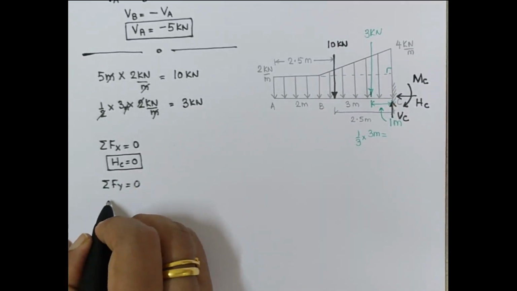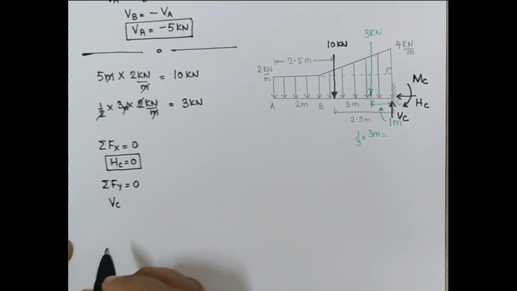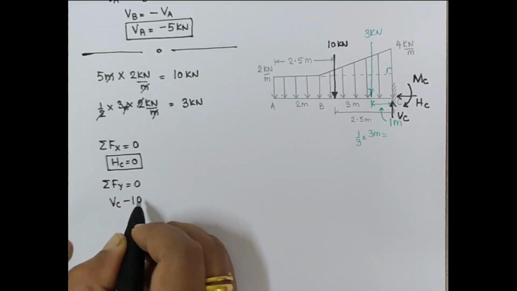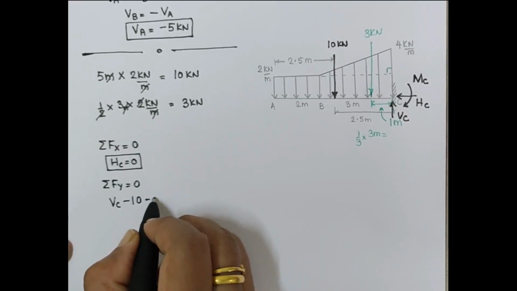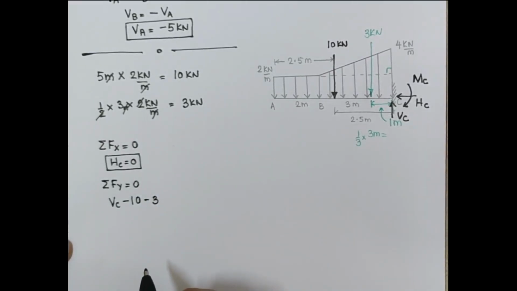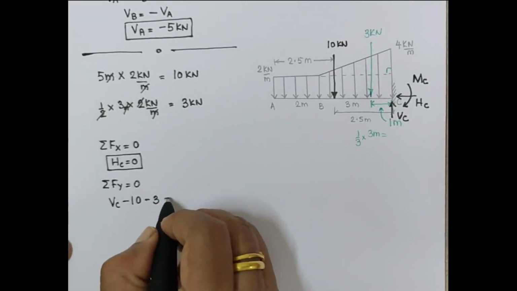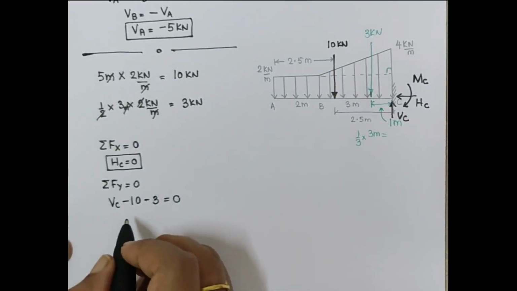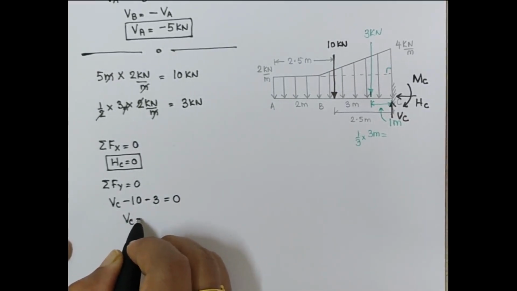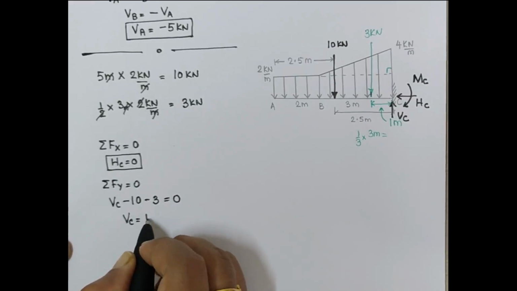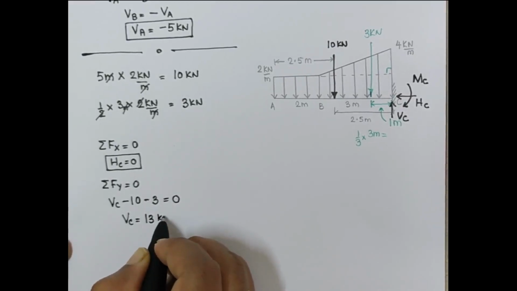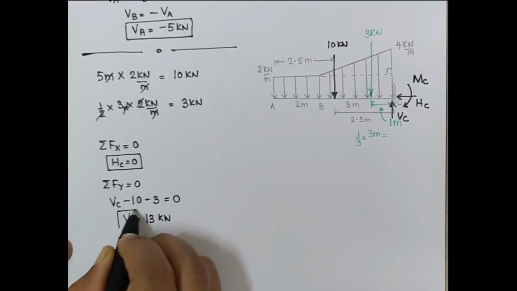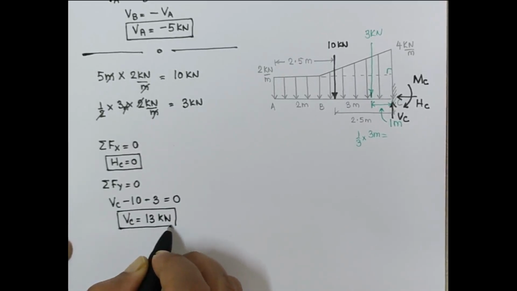Okay, let's go ahead with calculation of summation of forces in y direction equal to 0. Now in this, VC is acting upward, so it is positive. 10 is acting downward, therefore it is negative. 3 is acting downward, therefore it is negative. And the summation of all will be equal to 0. Therefore we get the value of VC as 13 kilonewton. So this is the value of VC.